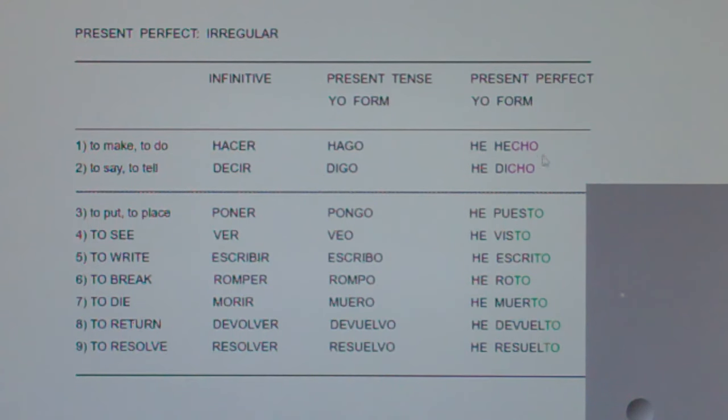Notice, some of these end in cho, and a bunch of them end in to. All right, great. This has been a review of all 9 irregular present perfect verbs. You might want to watch it again.